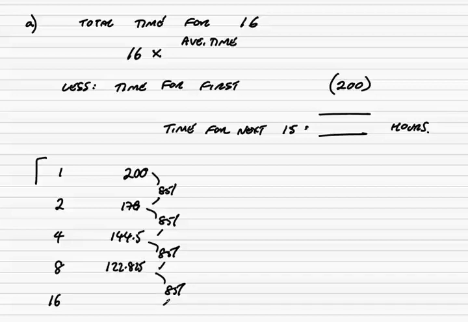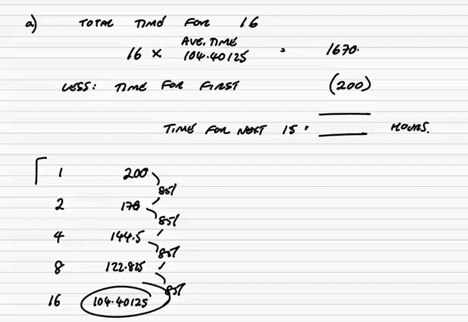And of course, if you're keeping the figure in your calculator, there's no particular need to round. I said earlier, if you round it, no big problem. But there's no particular need if you've kept it in your calculator. But the average time is 104.40. The total time, multiply by 16, and I get 1670.42. Now that's the total time it'll take to make 16. Again, the first one was 200 hours, so the total time for those extra 15, 1470.42.